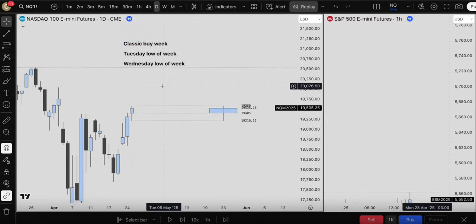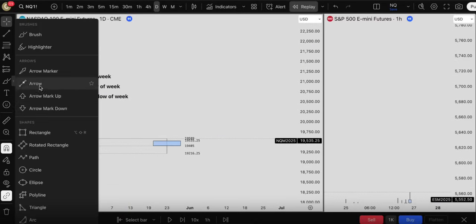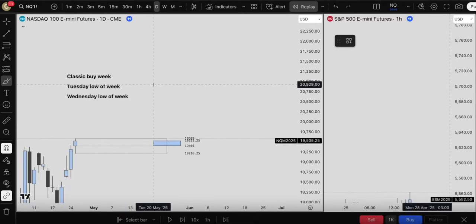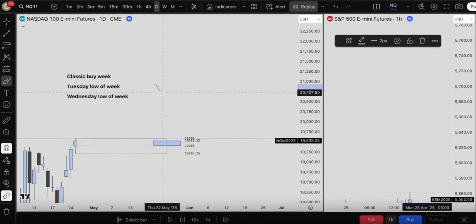So a classic buy week is a down close candle on Monday. Immediately we open up, make a low, down close candle on Monday. Tuesday, Wednesday, Thursday, up close candles, and then Friday, down close candle. Okay, that's a classic buy week.